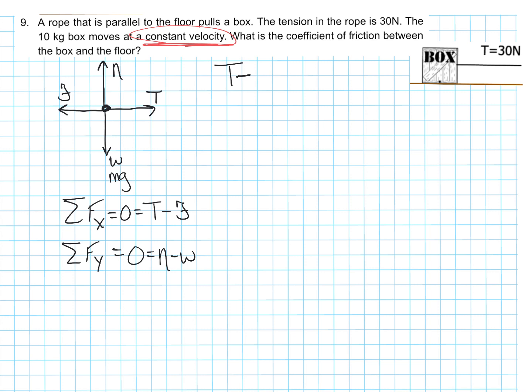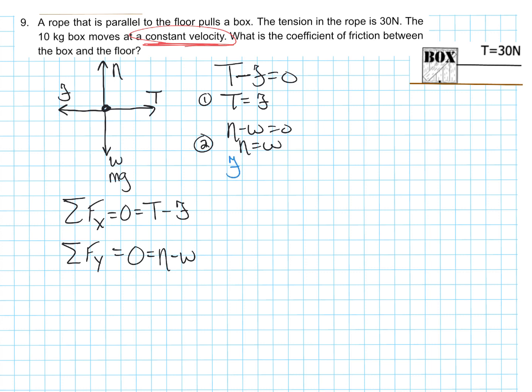T minus friction is equal to 0, so that's going to say T equals friction, and cursive F is my frictional force. And the other one is going to say that eta minus W is equal to 0, so in other words, eta is equal to W. So those are my two equations. I'll just list them as 1 and 2 just to make my life a little bit easier when I explain things. So I still don't have the coefficient of friction anywhere, and these two equations don't seem to relate to each other, but they do, because I know the definition of friction.